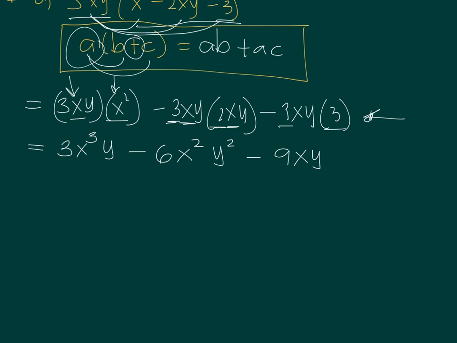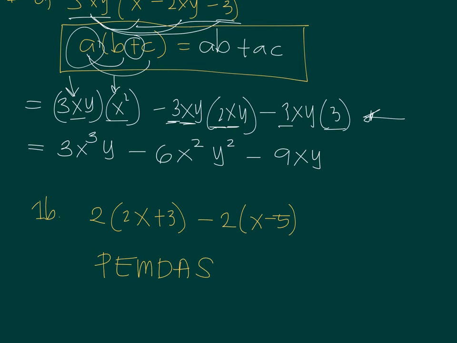So for number 1B, you have to expand 2 times 2x plus 3 minus 2 times x minus 5. As you can see, you have several operations involved, and by the rule on order of operations, we have to follow PEMDAS. P stands for parentheses, E for exponents, M for multiplication, D is for division, A is addition, and S is for subtraction.